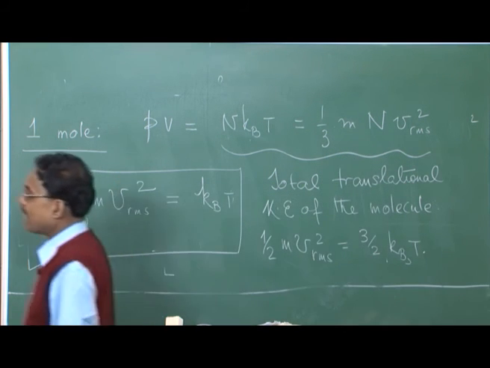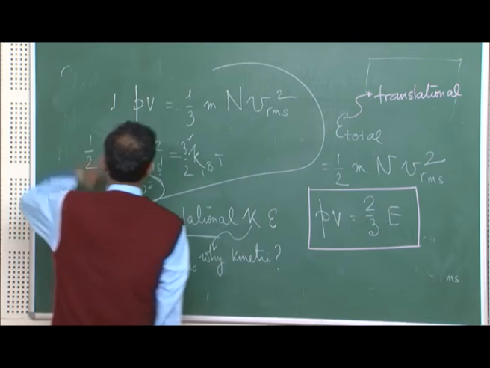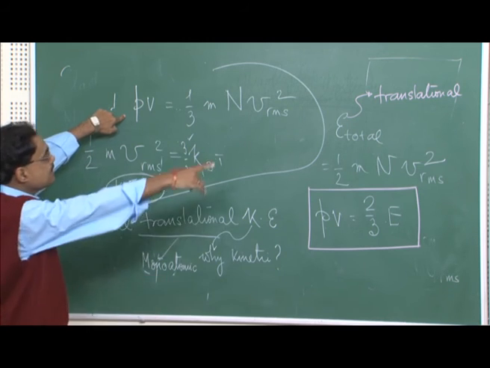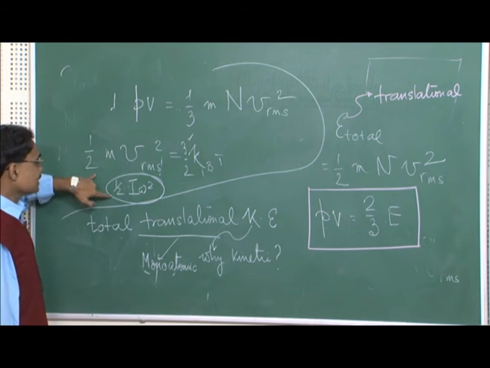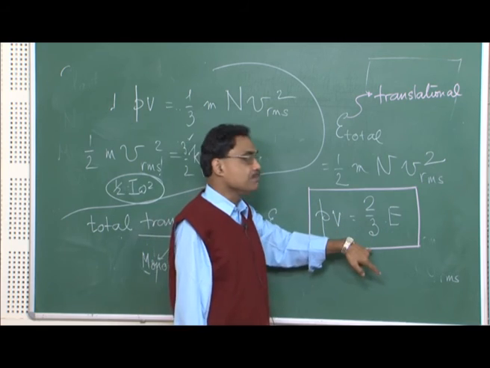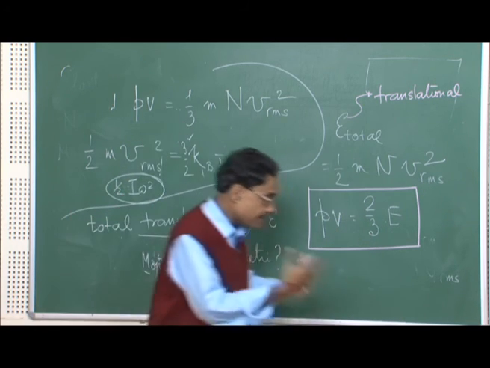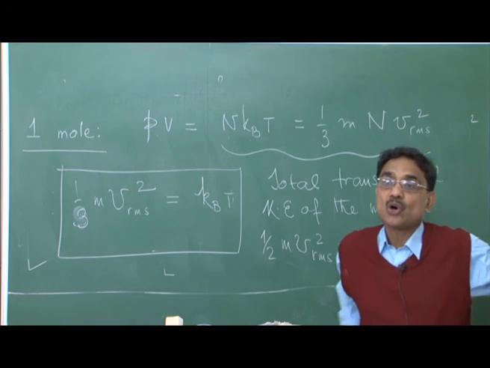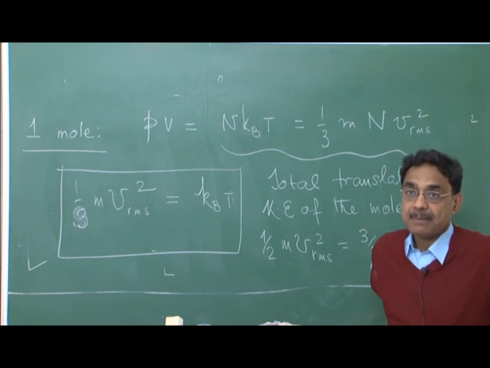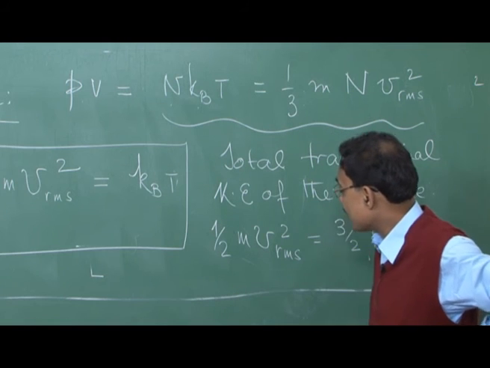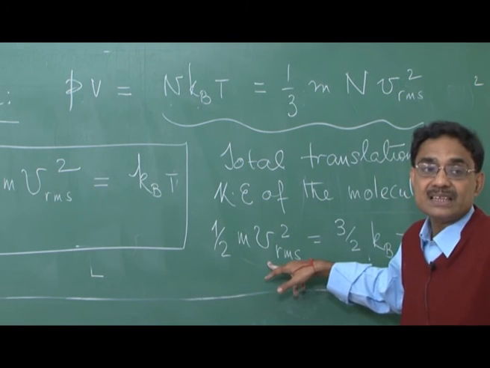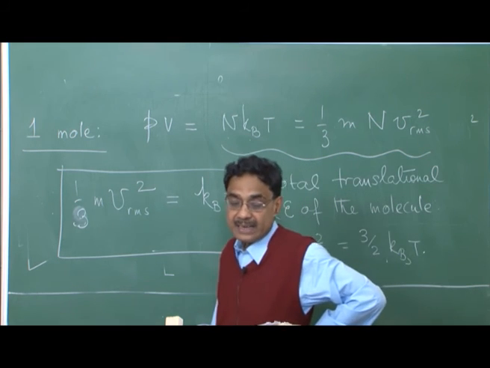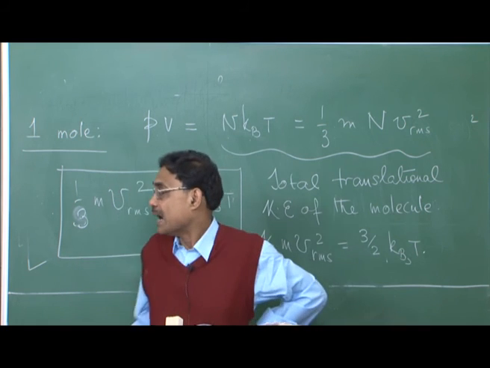Now, once you have this, you have two fantastic relations. Pressure is given by this, okay, and PV is equal to NkT. Total translational kinetic energy is given by this, PV is equal to 2/3 E. Now, having heard this much, if someone asks you what temperature is in your problem, temperature is given in terms of mean translational kinetic energy. Mean translational kinetic energy is given in terms of V RMS.